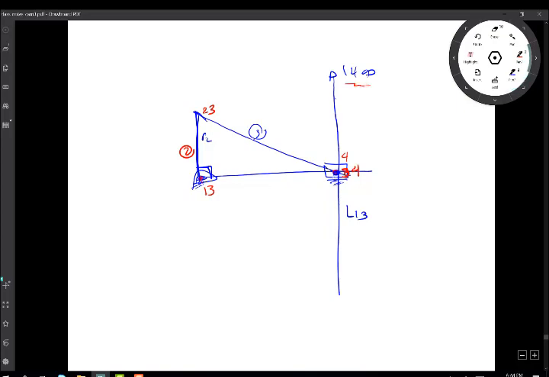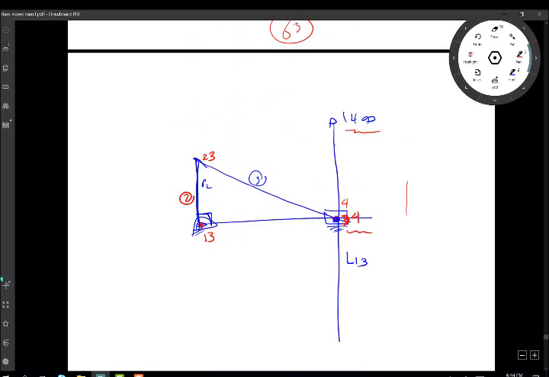I have 1, 4 at infinity. I have 3, 4 here, the common, so that's 1, 4 and 3, 4, right? The missing number, the common number is 4. The missing point is 1, 3. So this is the locus for 1, 3.